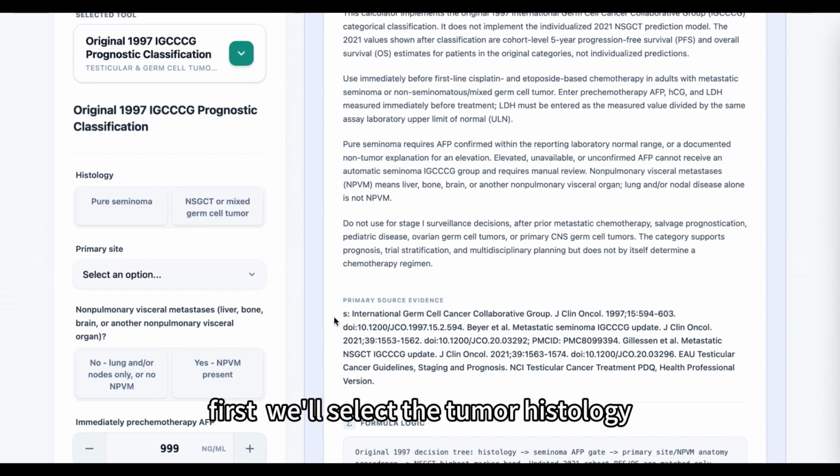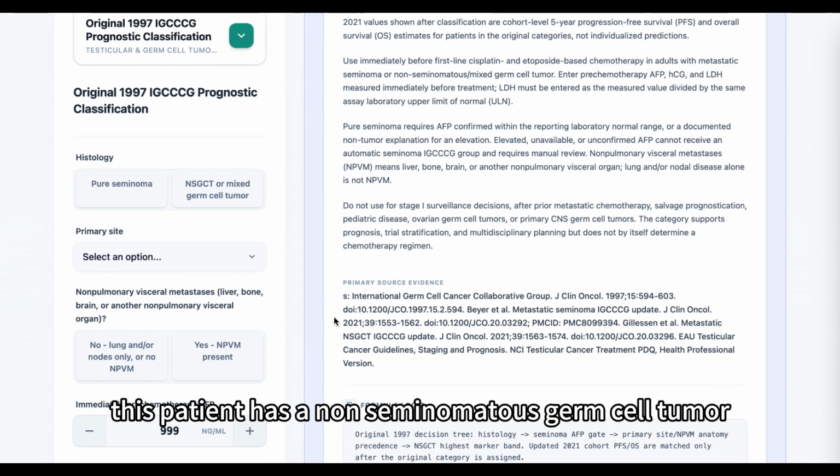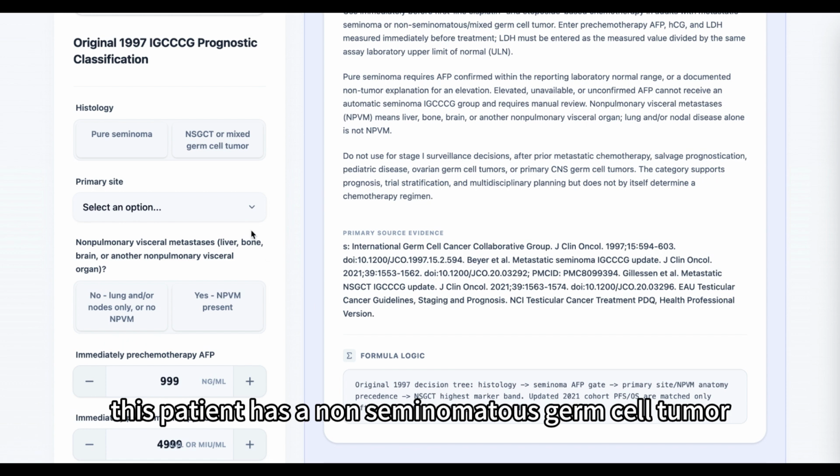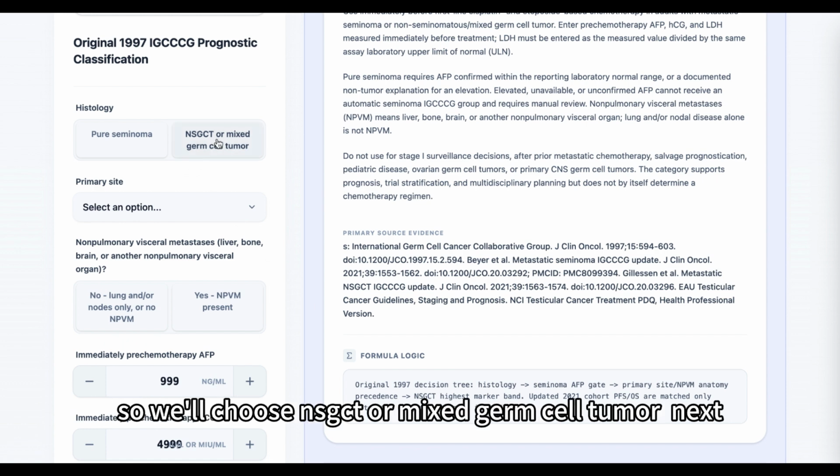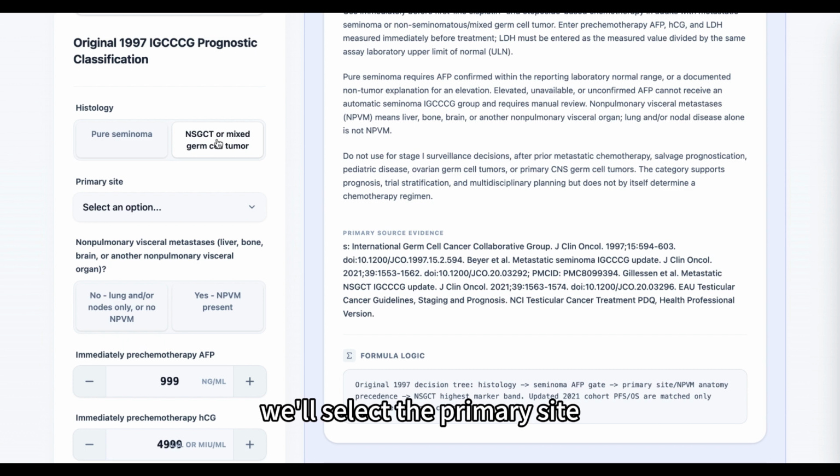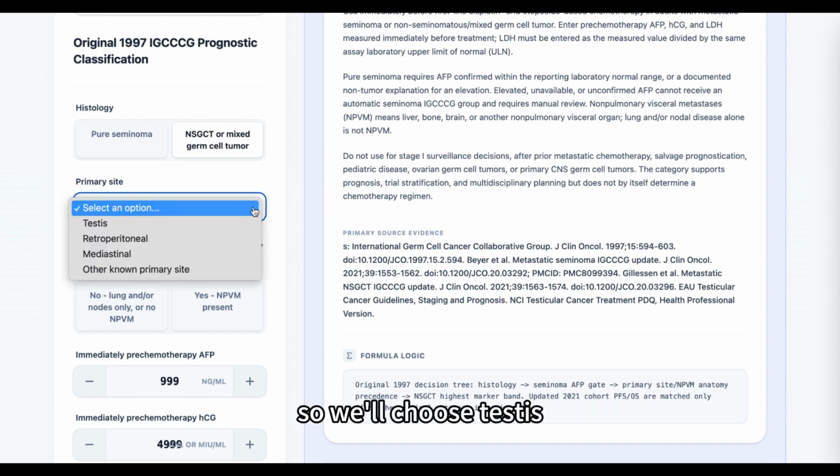First, we'll select the tumor histology. This patient has a non-seminomatous germ cell tumor, so we'll choose NSGCT, or mixed germ cell tumor. Next, we'll select the primary site. The tumor originated in the testis, so we'll choose testis.